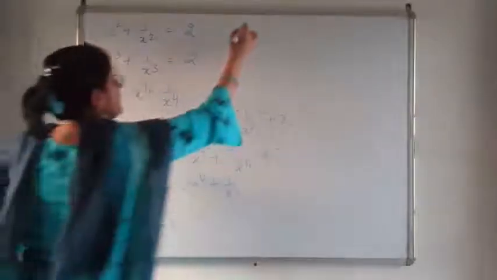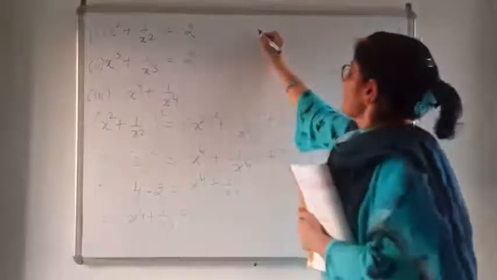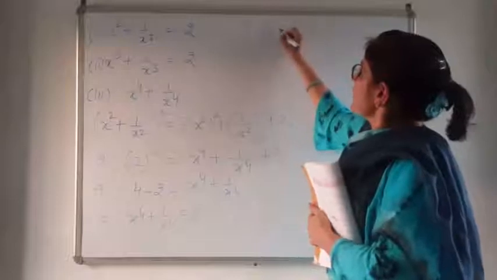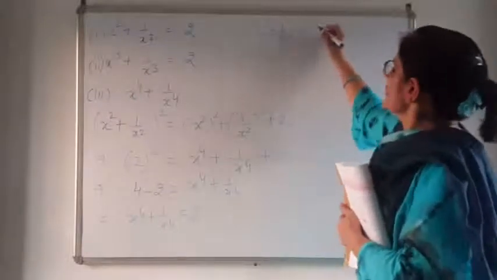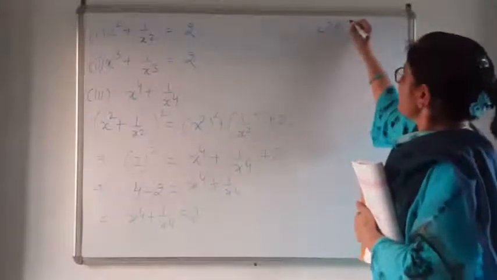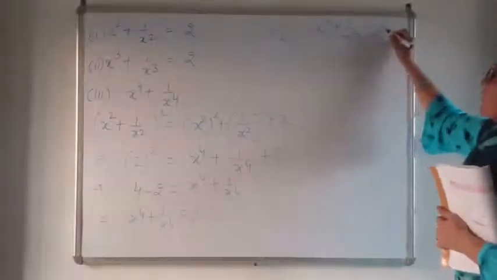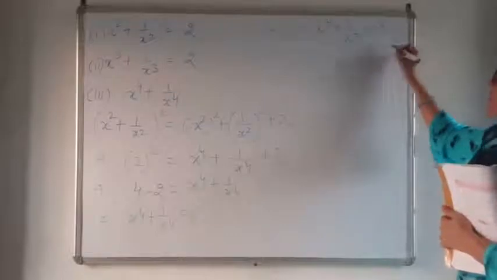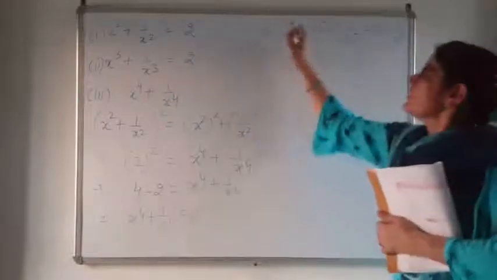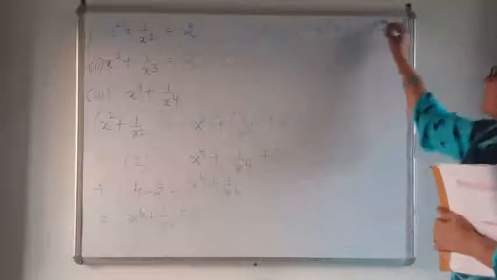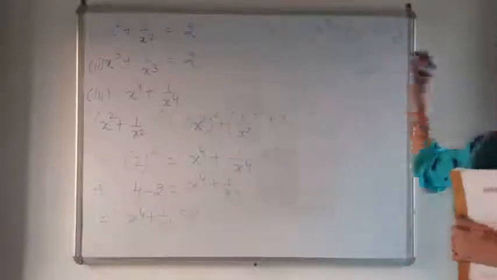At the end when we compare, we can say x square plus 1 upon x square is equal to x cube plus 1 upon x cube is equal to x4 plus 1 upon x4 is equal to 2. Means all the answers of all three terms equal 2.